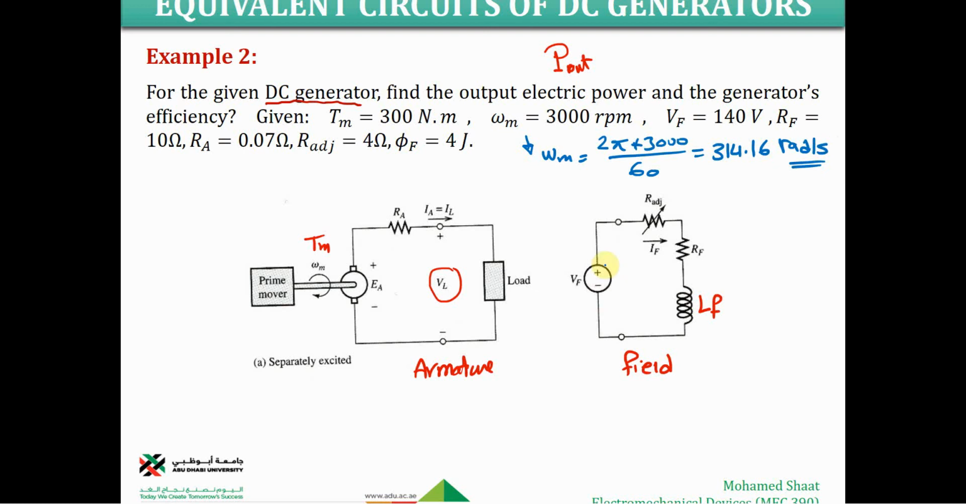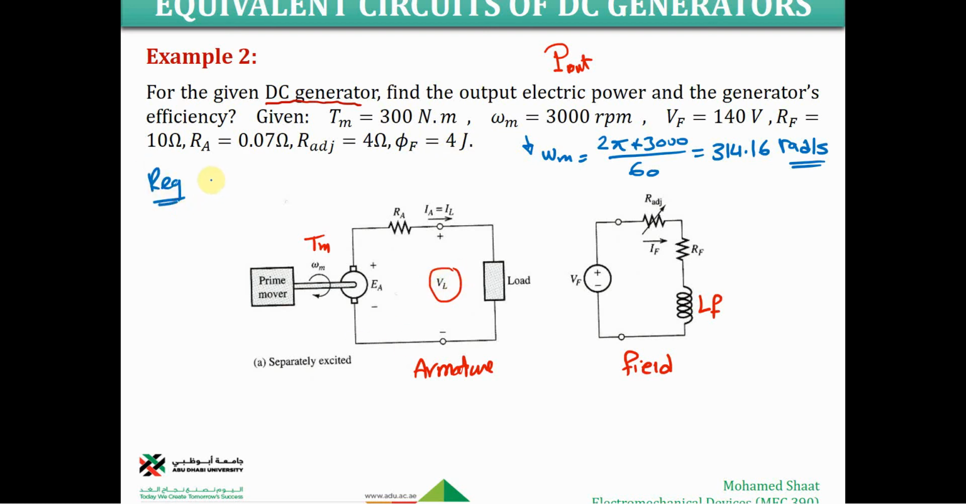VF, the voltage of the battery that is going to be used for operating the field circuit that is responsible for creating the magnetic field, is given as 140 volts. The resistance of the field and the adjustable resistance are given as well: RA is 0.07 ohms, R adjustable is 4 ohms, and RF is 10 ohms. In addition, the magnetic field energy is given as 4 joules.